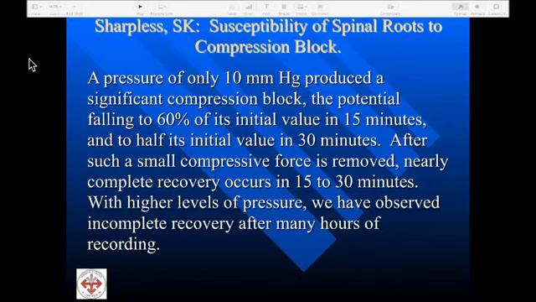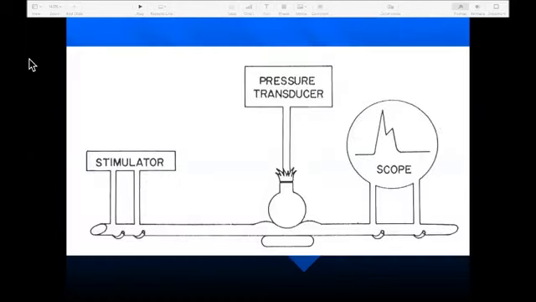In contrast, peripheral nerves require considerably more pressure to affect propagation of signal. Some of the studies that Sharpless reviewed in that early paper suggested that forces of 100 to, in some cases, several hundred millimeters of mercury of pressure were necessary to block a peripheral nerve. So it was really an exciting finding to see that spinal roots were far more susceptible to compression block.